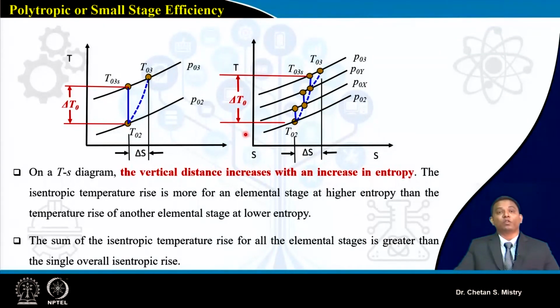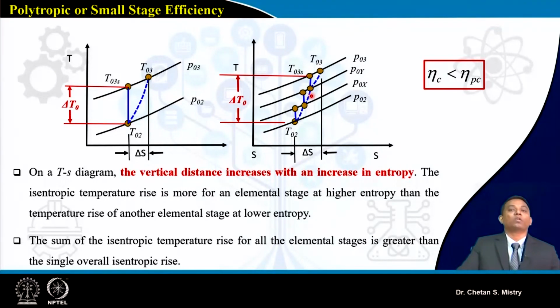What is happening because of that? Suppose I am doing my calculation for overall efficiency based on these temperatures. If I calculate my efficiency based on these temperatures, it clearly says I will get my overall efficiency lower than my polytropic efficiency. So you can say my polytropic efficiency is large, and my adiabatic efficiency is lower.